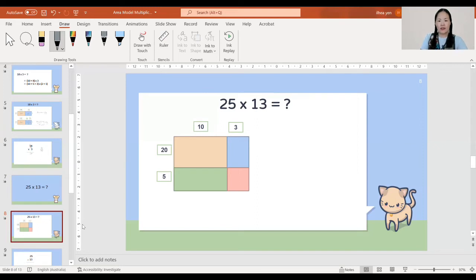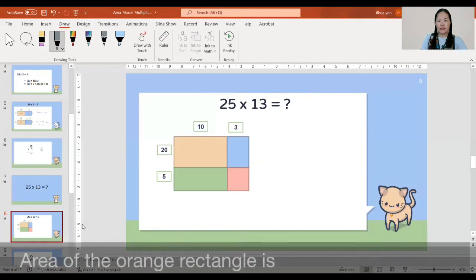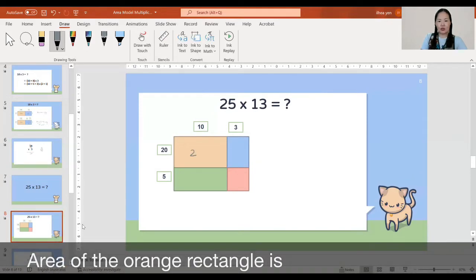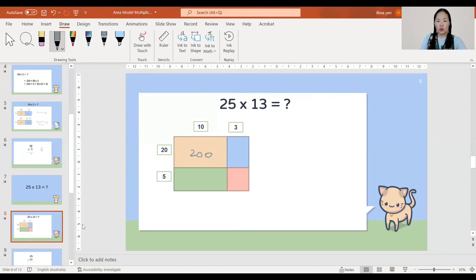So I'm going to look at this orange first rectangle, which is 20 times 10 is 200. The next one, the blue one, is 20 times 3. 3 20s, that's a 60. Green one, 5 10s, which is 50. And then 3 5s, 15. So my total area of this rectangle, I have to add it all up. 200 plus 60 plus 50 plus 15.